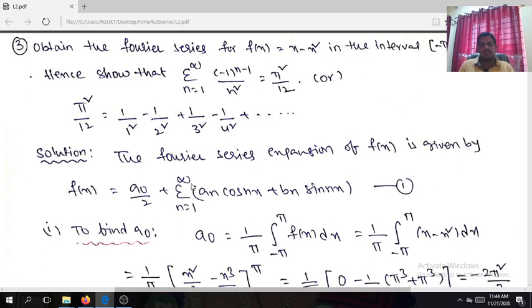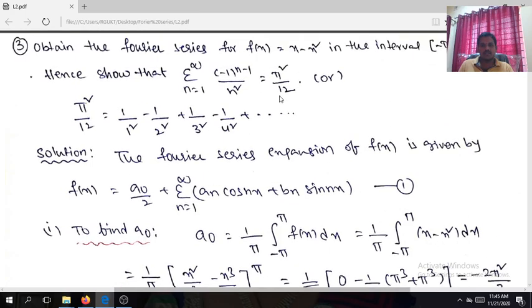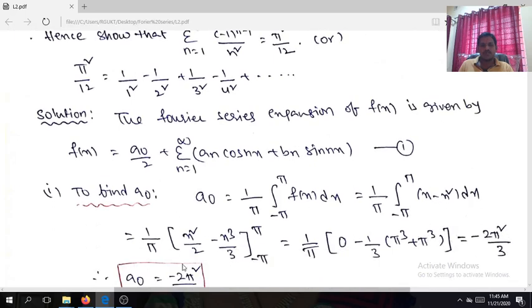First, the calculation of the Fourier coefficients one by one. First, I am going to find a naught. You know that the formula is a naught is equal to 1 by pi integral minus pi to pi f of x dx. That is 1 by pi integral minus pi to pi of x minus x square dx, since f of x is x minus x square.